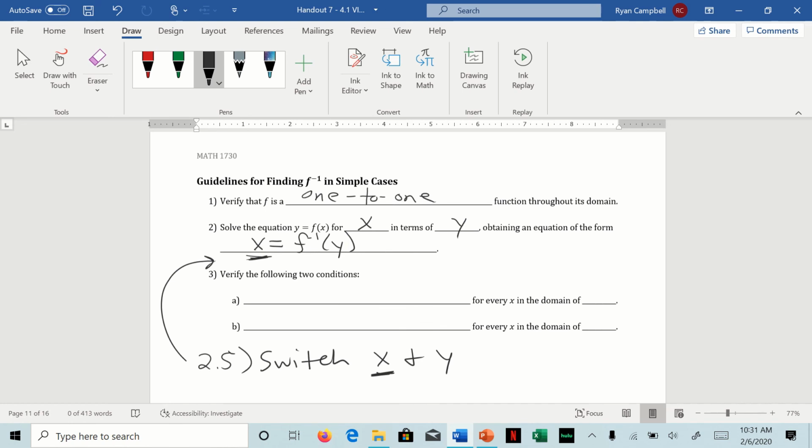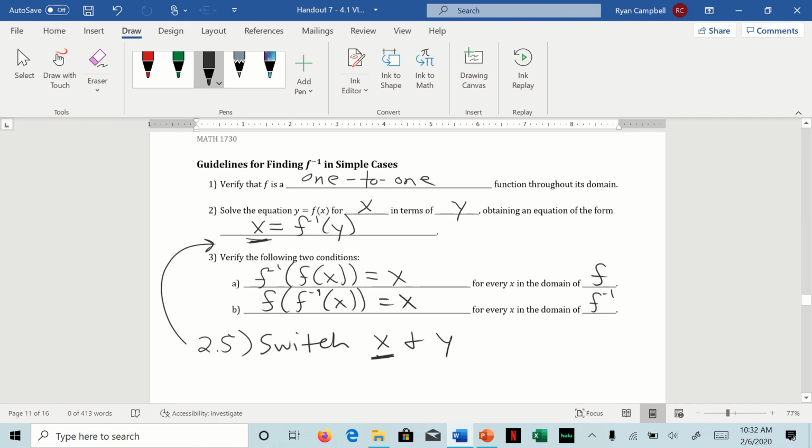All right, but we do need to verify the two conditions. So we got the inverse of f, right? When you plug x into the function and then its inverse, we should get the same thing when it's in the domain of f. And then likewise, when you plug it into the domain of the inverse, you should end up with the same thing.